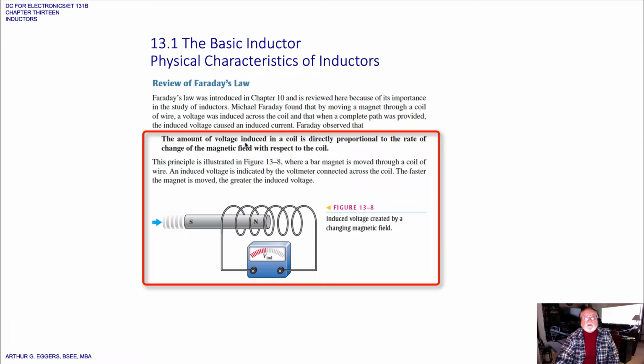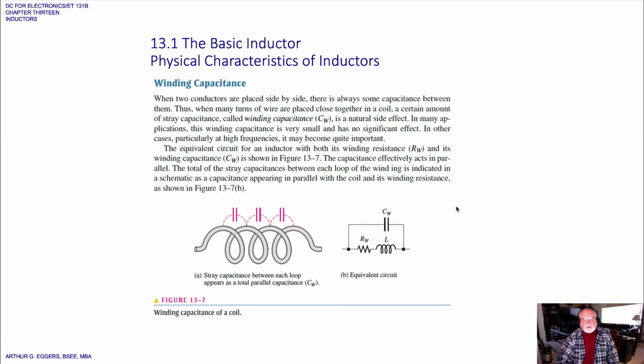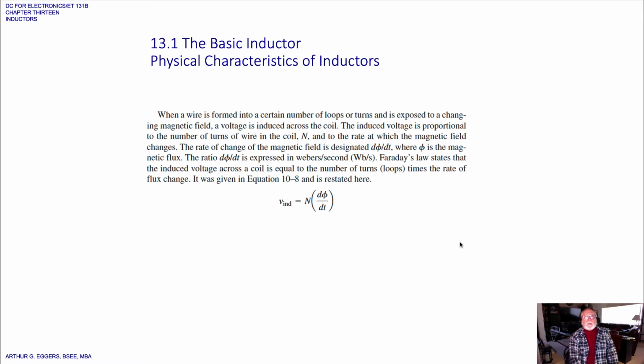So the amount of voltage induced in a coil is directly proportional to the rate of change, di by dt, of the magnetic field with respect to the coil. Where a bar magnet is moved through a coil of wire, an induced voltage is indicated on the meter. So the physical characteristics continued here.